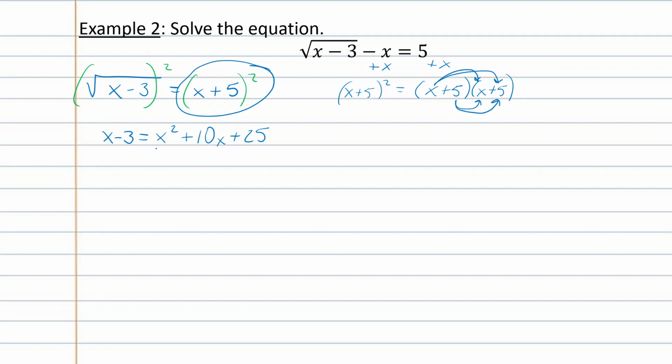All right, now let's continue to simplify here. I need to get everything all on one side, so I think I'm going to take everything over here to the right-hand side. So I'm going to subtract an x over, and I'm going to add the 3 over. All right, so this is going to give me a 0 on the left-hand side.